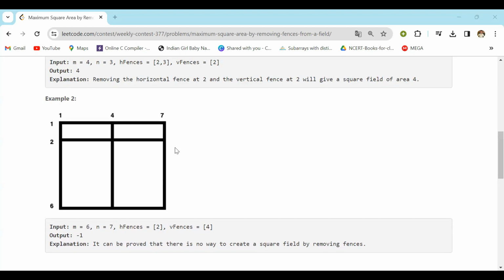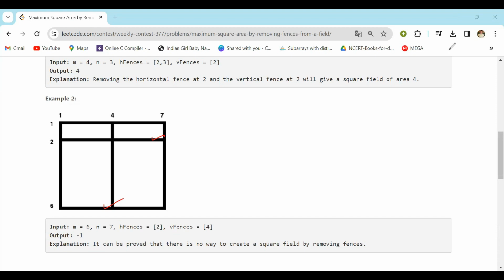One more here if you see, right? Let's try to draw the fences here. So horizontal fence is 2. That means from (2, 1) to (2, 7). This one. And vertical is 4. That means from (1, 4) to (6, 4). So we have two fences here, right? And we want to create a square field by removing some fences, right? It can be proved that there's no way to create a square field by removing fences. Why is that so?